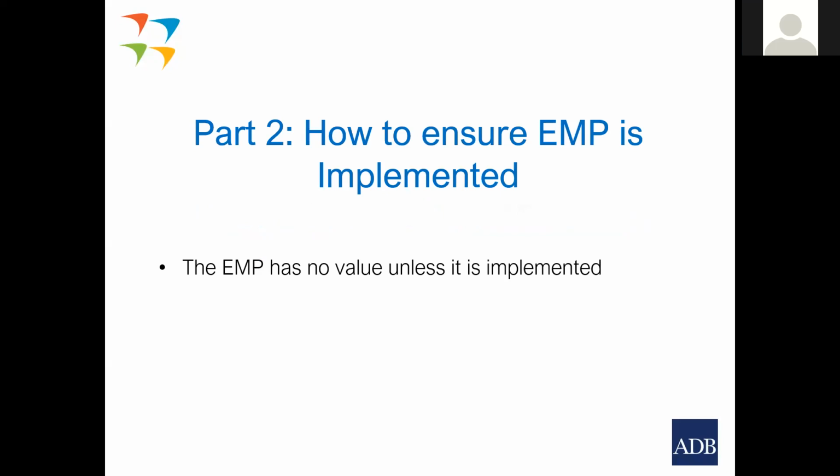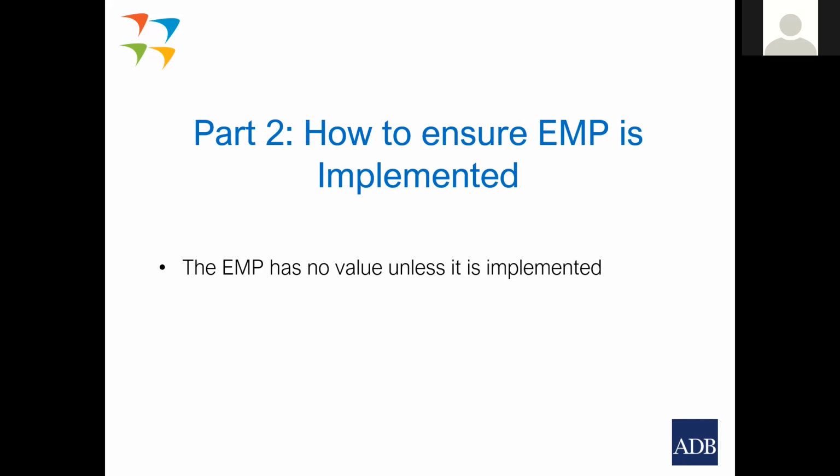Now, as I said, we've got this wonderful EMP document, beautiful document, singing, dancing, got everything in it. And then we go to site and it looks like a mess. So the important thing is to translate the document into being implemented. The EMP has no value, no matter how beautiful it looks, unless it is implemented. So the objective of this module is to explain the actions that are needed to ensure that the EMP is properly implemented by the contractor.